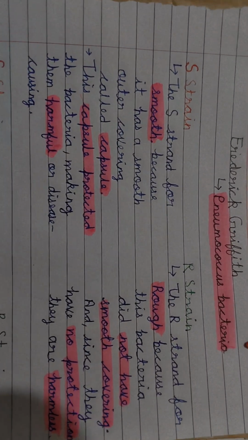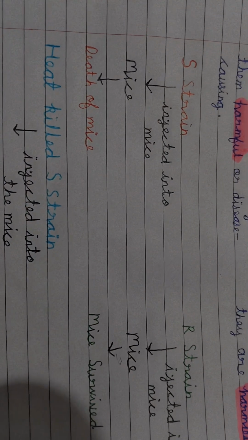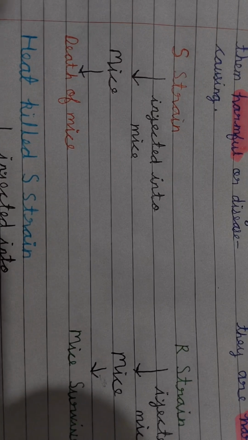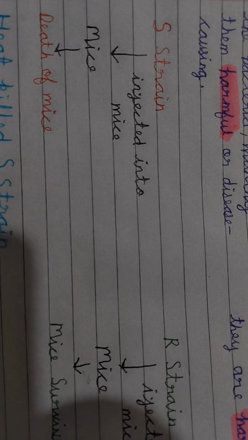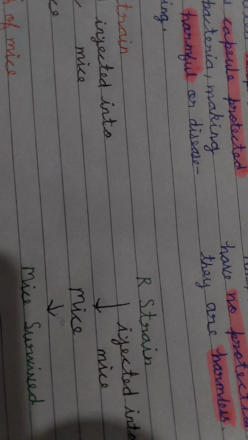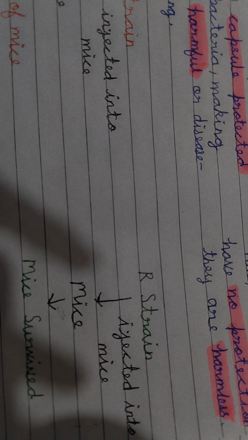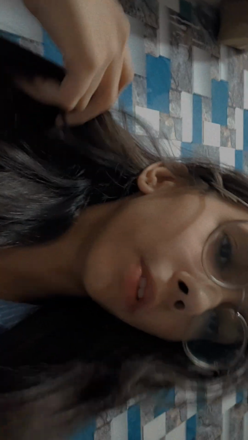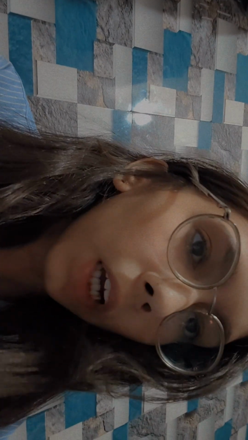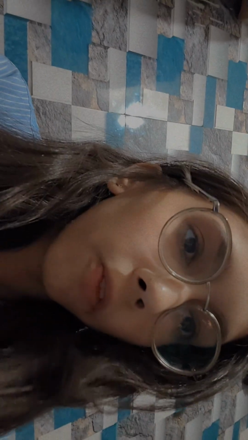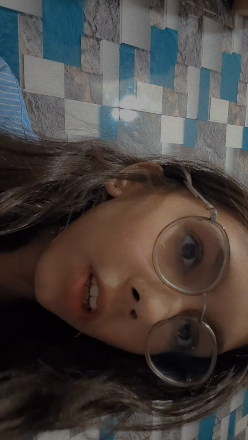So what happens when the S strain is injected into the mice? The mice die. While when the R strain is injected, the mice survive. Pretty obvious, right? Of course, when the harmful bacteria is injected, the mice will die, and when the harmless bacteria is injected, the mice survive. It is obvious.